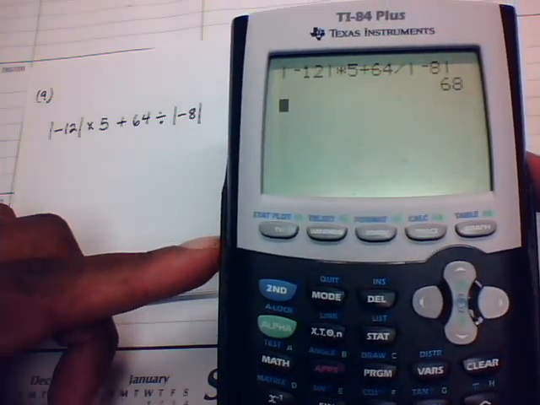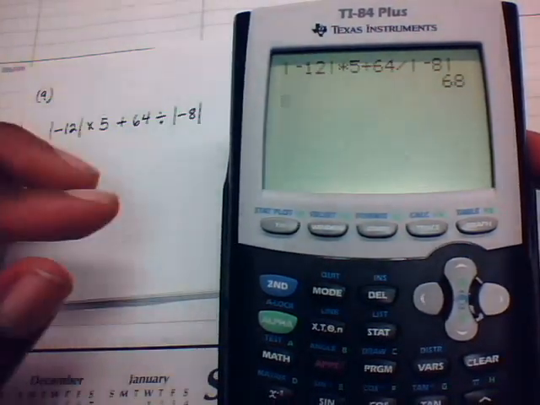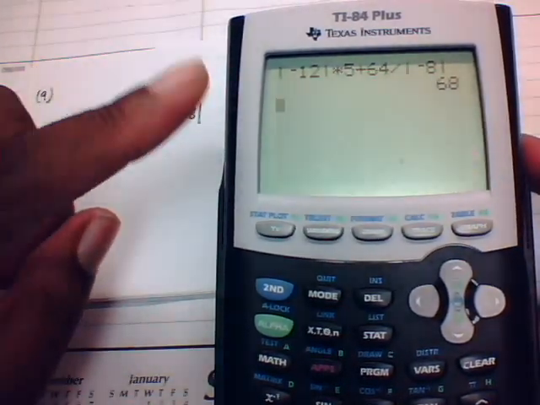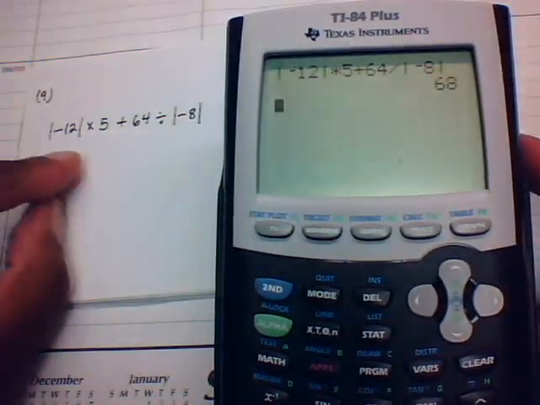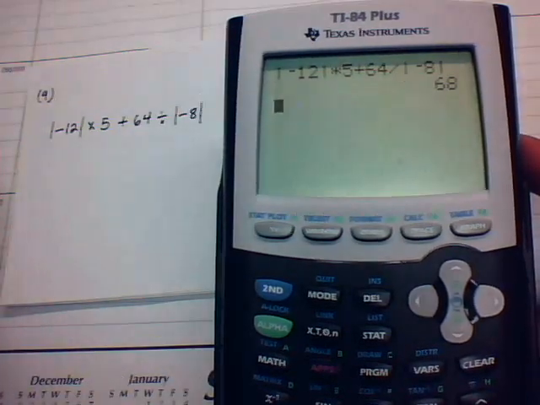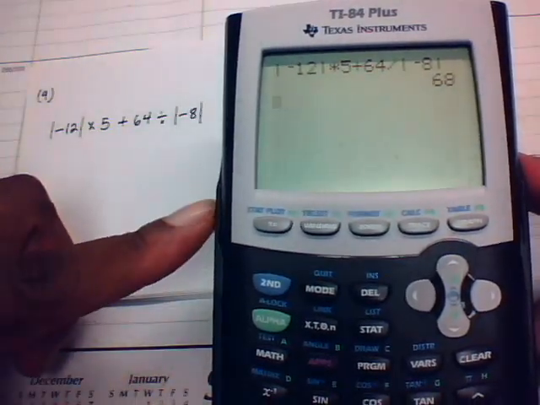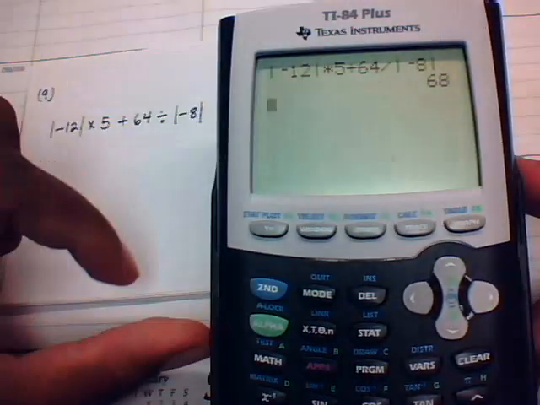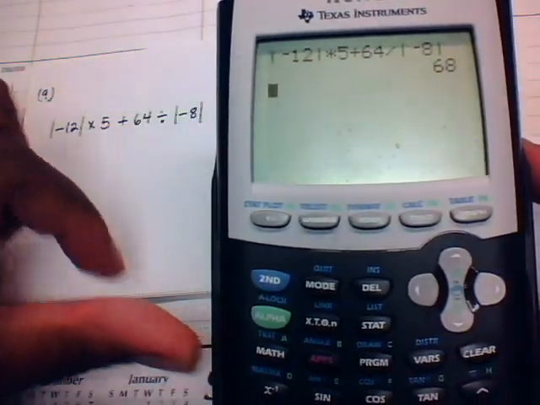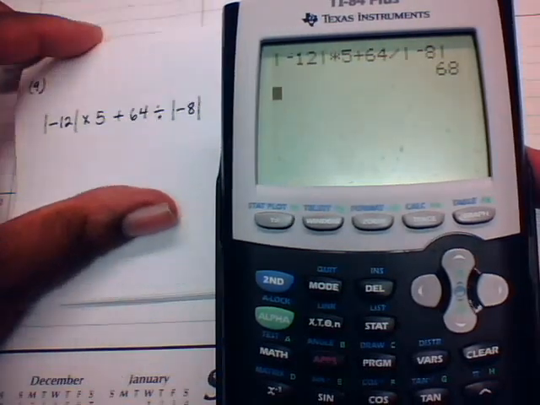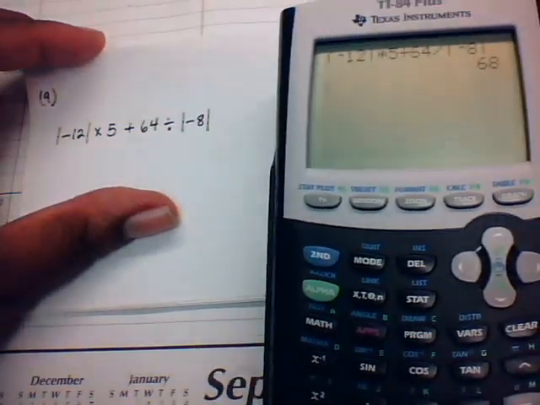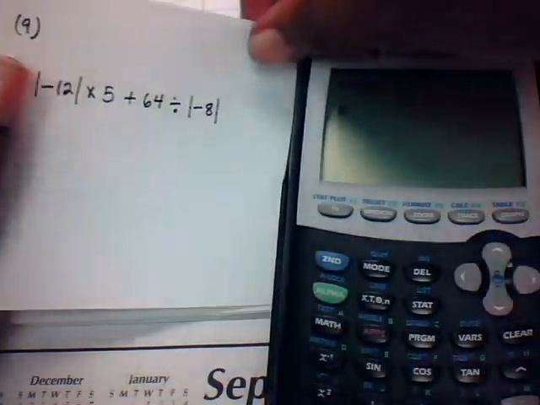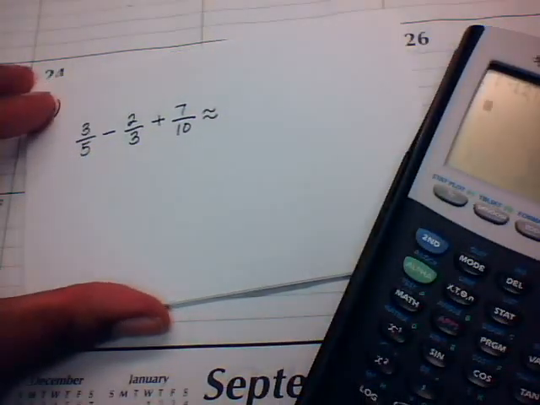Now the difference between the TI-83 and the 84, the 83 will have the letters ABS and then left parentheses, and then you'll type in negative 12 for absolute value. That's the only difference here. With the 84 Plus, you'll have your absolute value symbols given to you when you press ABS for absolute value under the number menu. Okay, let's look at the next problem.